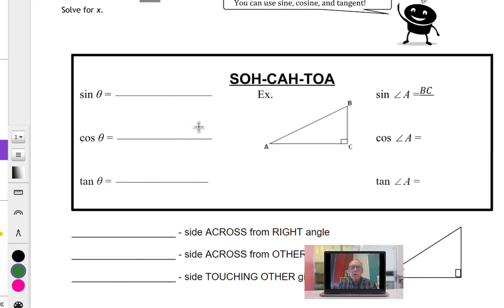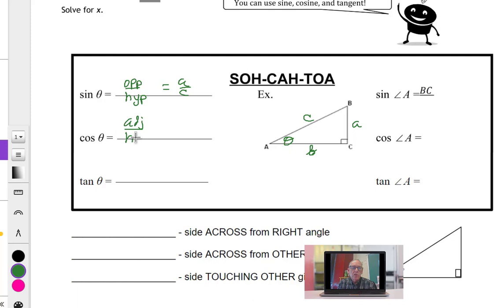So sine of theta, if this is a theta, is defined as, and let's label the sides here, little a is opposite vertex A, little c is opposite vertex C, and little b is opposite vertex B. So the sine is opposite over hypotenuse. And if we use theta as our reference angle, the opposite side is A, the hypotenuse is C. So A over C.